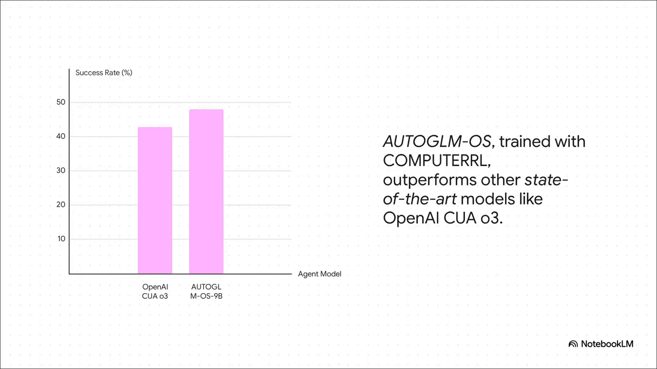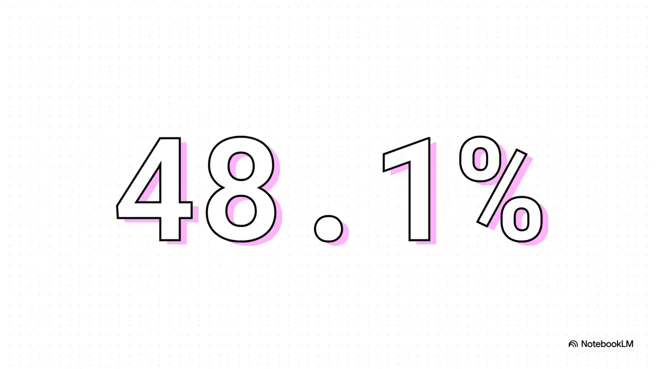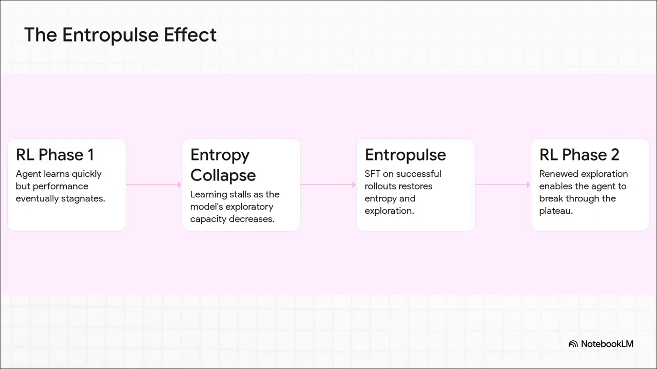On the standard OSWorld benchmark, the model they call Auto GLM-OS9B, which uses the GLM-4-9B model as its base, achieved a new state-of-the-art accuracy of 48.1%. How does that stack up? It significantly surpasses other leading models. For comparison, OpenAI's COA03 model hit 42.9%, UiTar's 1.5 was at 42.5%, and Anthropic's Claude Sonnet 4 model managed 30.7%.